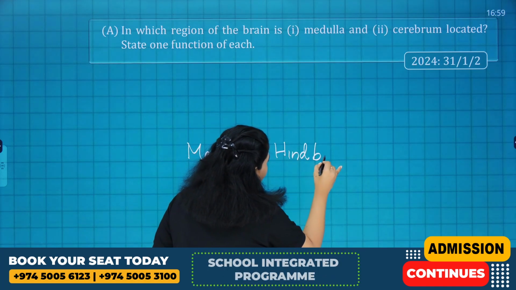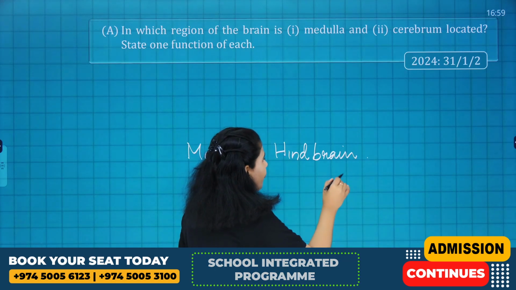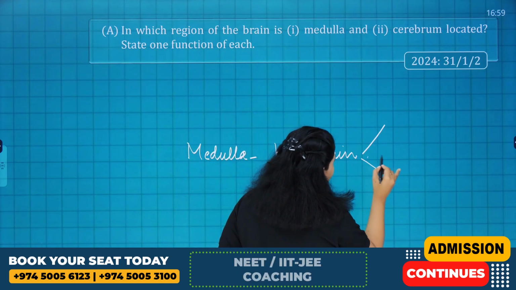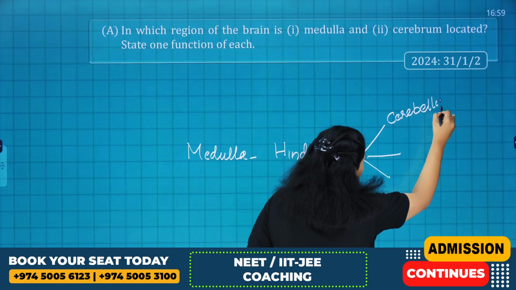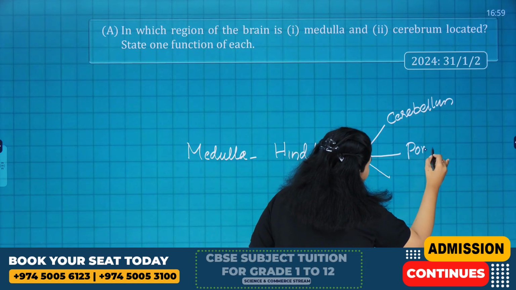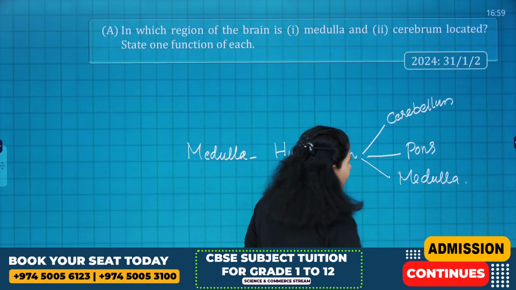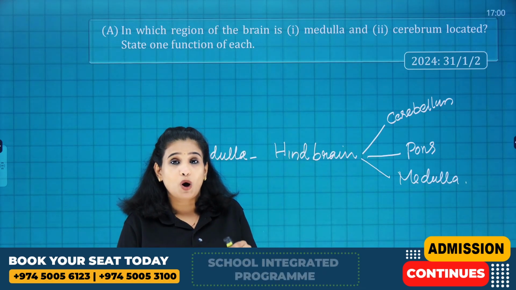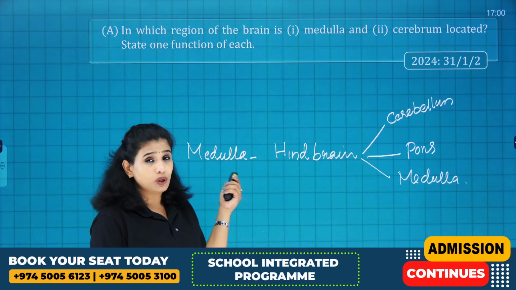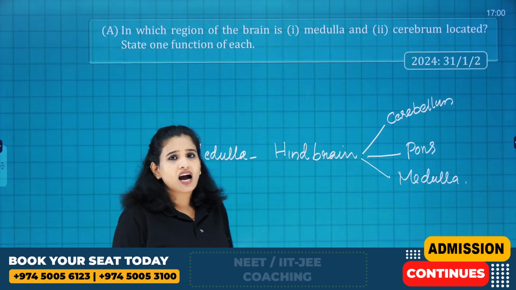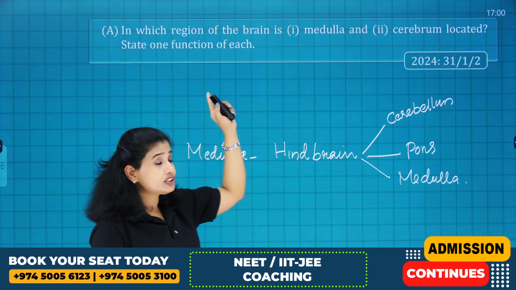The hind brain contains three parts. Which are the three parts of the hind brain? We learnt it. That is cerebellum, pons and medulla. These are the three parts of the hind brain. So where is the medulla located? In the hind brain.